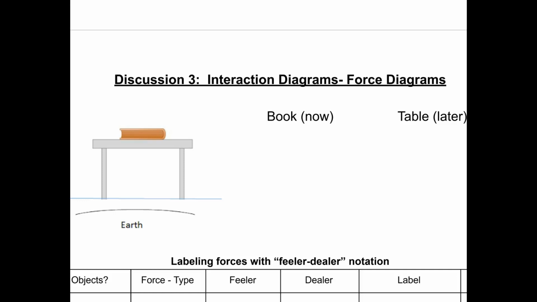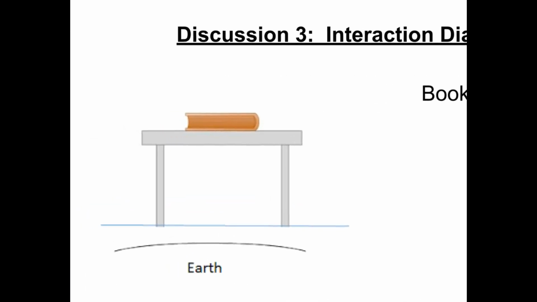Okay, so this is a repetition of what we did in class on interaction diagrams. What we're going to do first is create the interaction diagram for this picture. So the book and the table are interacting, and since they're pushing on each other, it is a normal force.